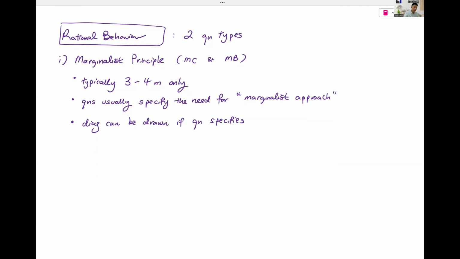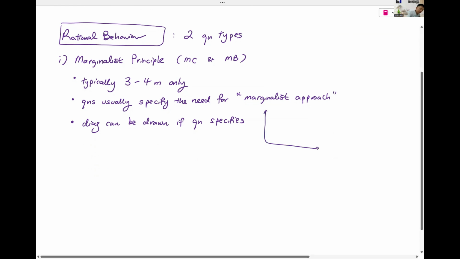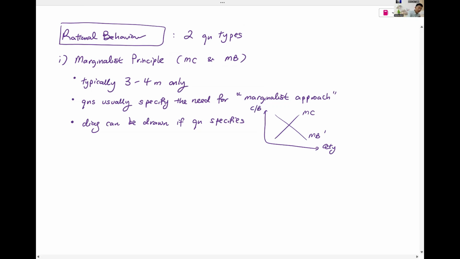So the diagram can be drawn if the question specifies, which means if the question doesn't specify, don't draw a diagram. Unless it's 8 marks, but I already said these questions are usually 3 to 4 marks. The diagram looks like this. MC and MB, quantity, cost/benefit. If you're looking at the producer, this can also be MR. So these are questions which are marginalist. So we just started.